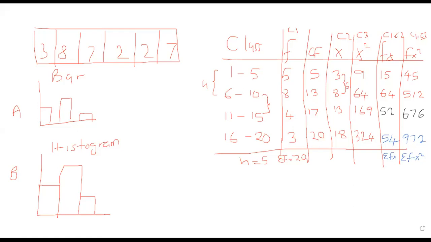Sorry to take you back. The column for X, the one you've named C2, how are we getting that? We're adding the lower bound and the upper bound divided by 2. So 1 plus 5 is 6 divided by 2 is 3. So you're finding the midpoint for the class. Midpoint, yes: the lower bound plus the upper bound divided by 2.